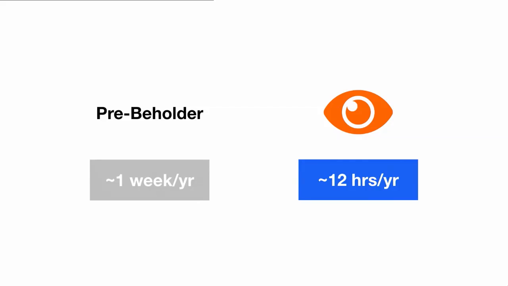Slide: pre-Beholder, approximately 1 week per year. Beholder, 12 hours per year. So a really high-level SWAG of how much time we saved from this. Before we used Beholder and there was this manual step in the process, it on average took about a week a year of somebody's time to do these conversations, these manual validations. And afterwards, this was cut down to less than a day per year.